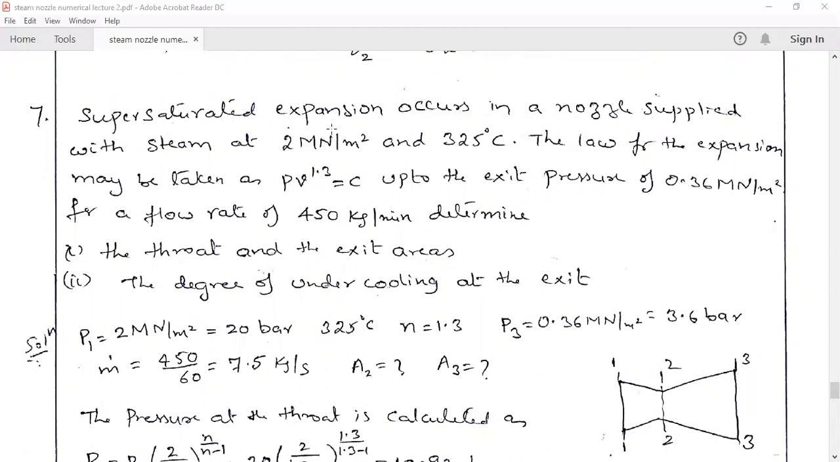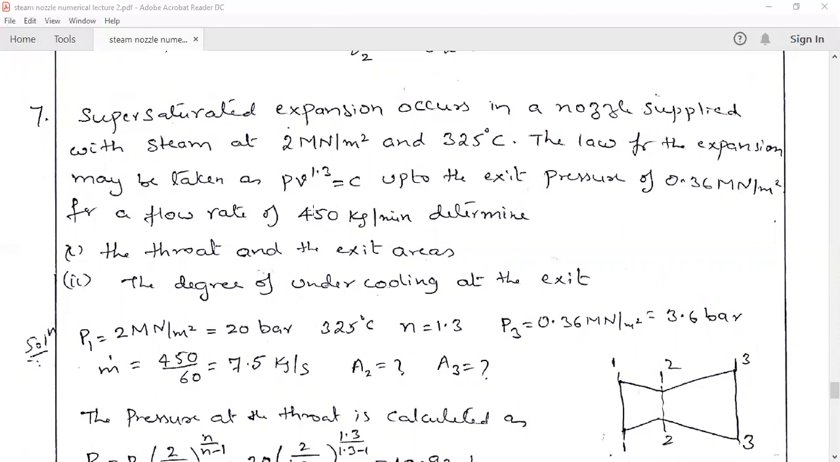expansion occurring in the steam, with the steam at 2 mega Newton per meter square and 325 degrees centigrade. This is the inlet condition of the steam. 2 mega Newton means it is 2 into 10 power of 6, so it's almost equal to 20 bar. And 20 bar, 325 degrees centigrade is the entry point. The law of expansion, as it is superheated, is taken as PV power 1.3 equals constant, and it is expanded up to the exit pressure of 0.36 mega Newton per meter square, so that is 3.6 bar.